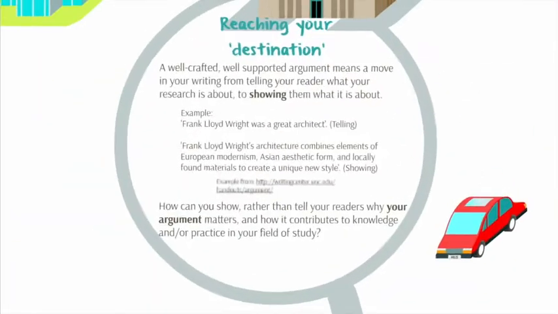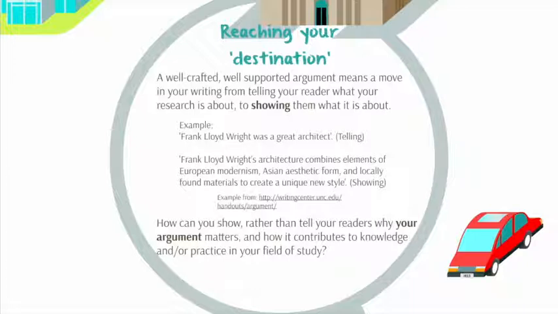To make a strong, effective argument in a postgraduate thesis or publishable paper, you need to move from telling your readers what your argument is to showing them why your argument is sound and important. The example provided here on the screen hopefully indicates the difference. Think, in terms of your own research, how you would or could show your readers why your argument is important and how it contributes to knowledge and or practice in your field.